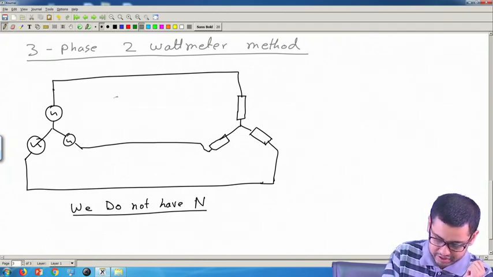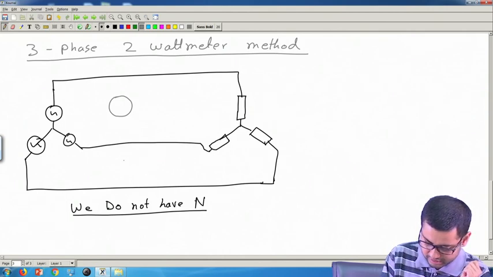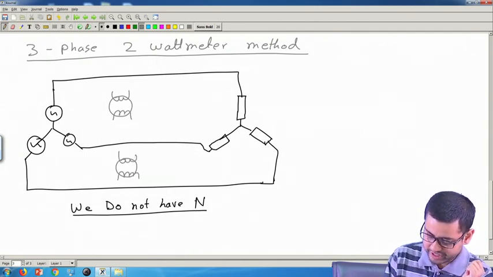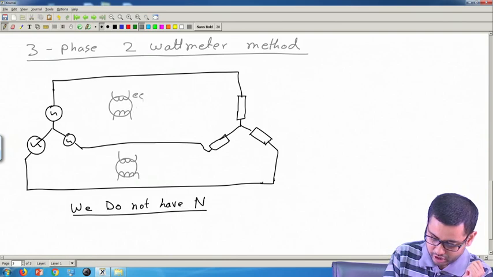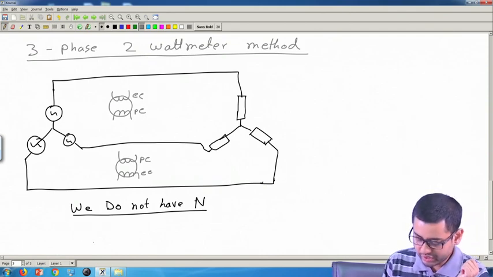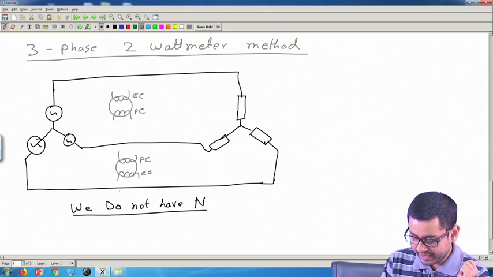Now the two wattmeters are like this. They will have their current coils and the voltage coils. Call this current coil, voltage coil, current coil, voltage coil. Okay. So what we have to do, we have to measure the current in two phases.